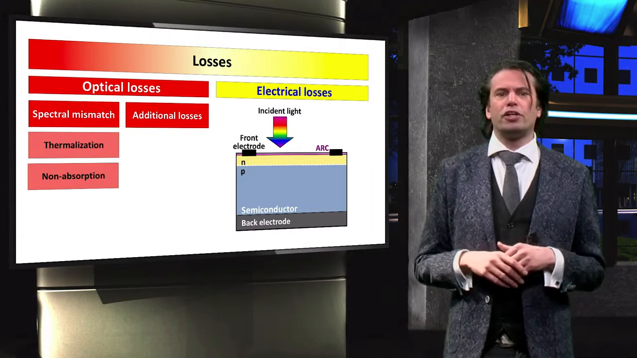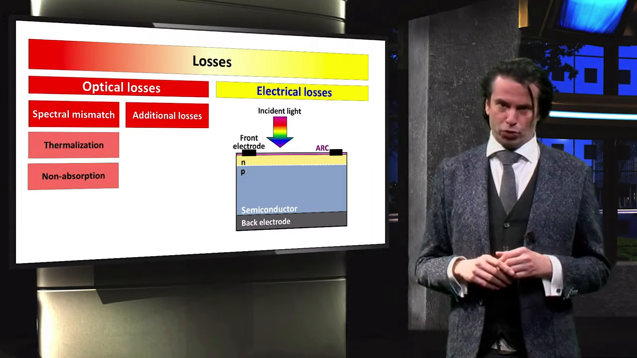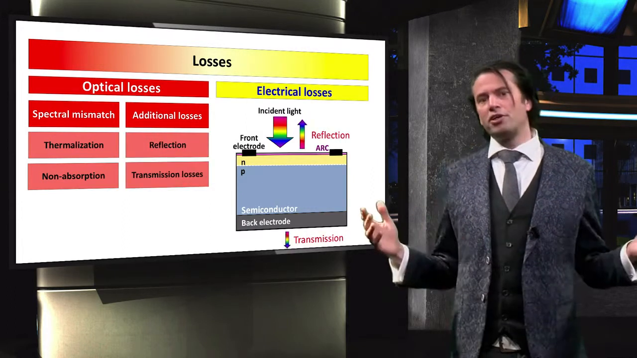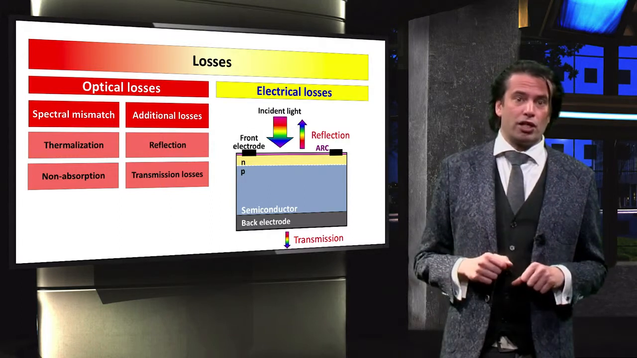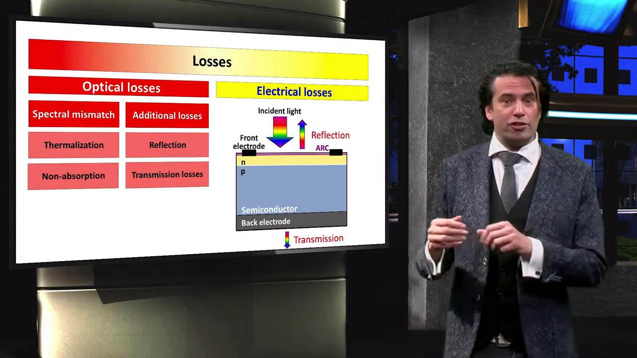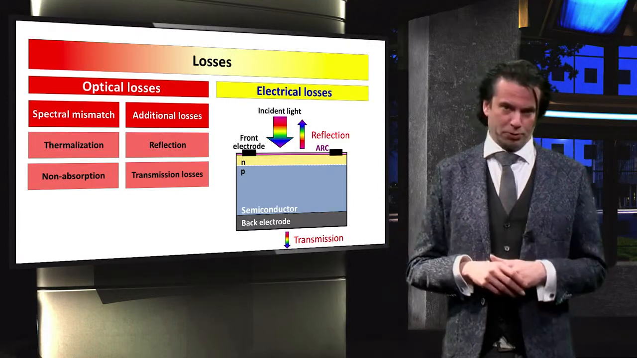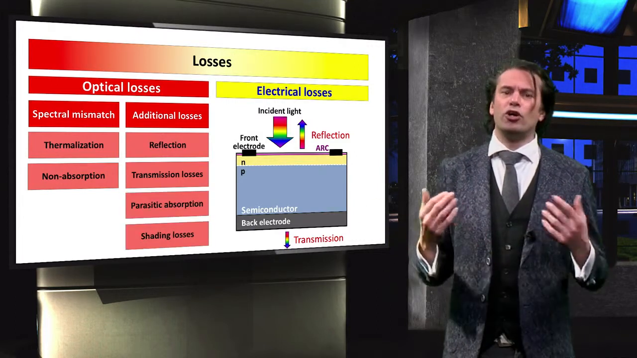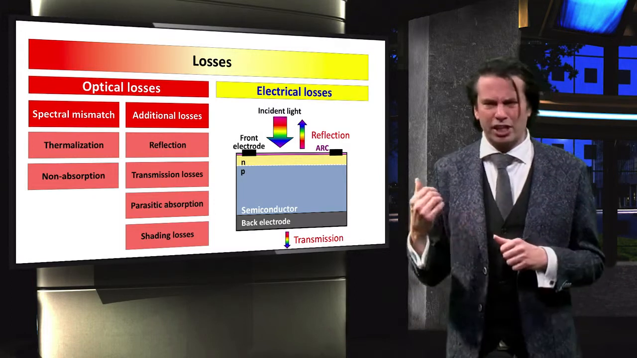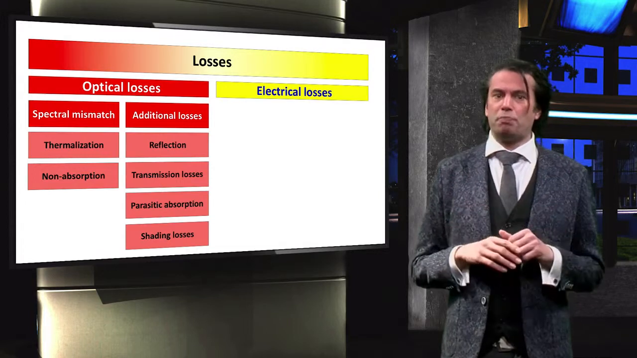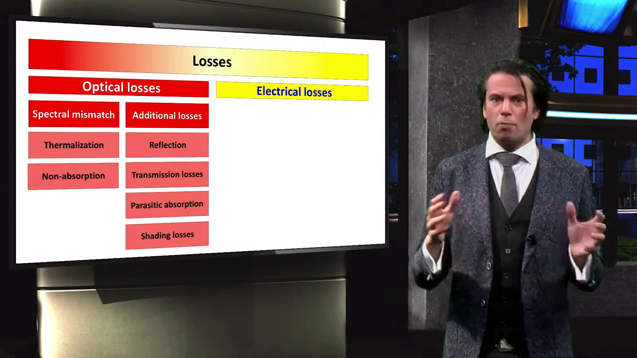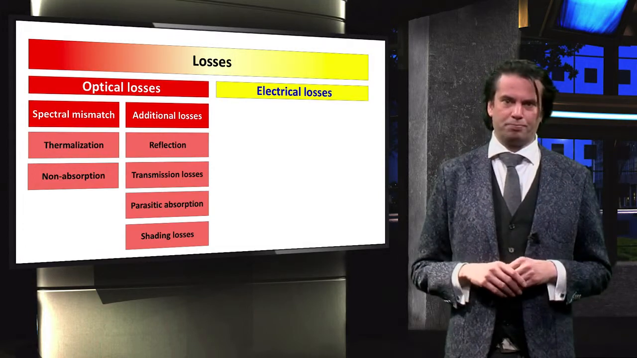Additional losses further limit the optical performance of a solar cell. Among these are the reflection of light from the front surface of a solar cell and the transmission of light from the cell that is not absorbed. Additionally, we learn about parasitic absorption and shading losses. The additional optical losses and spectral mismatch losses together make up the optical losses part.